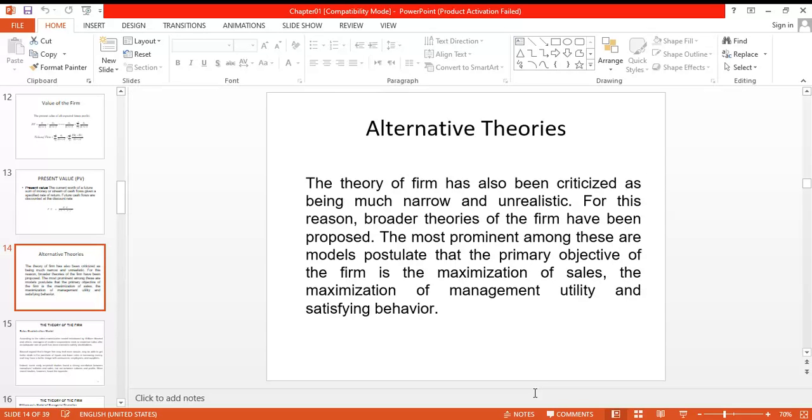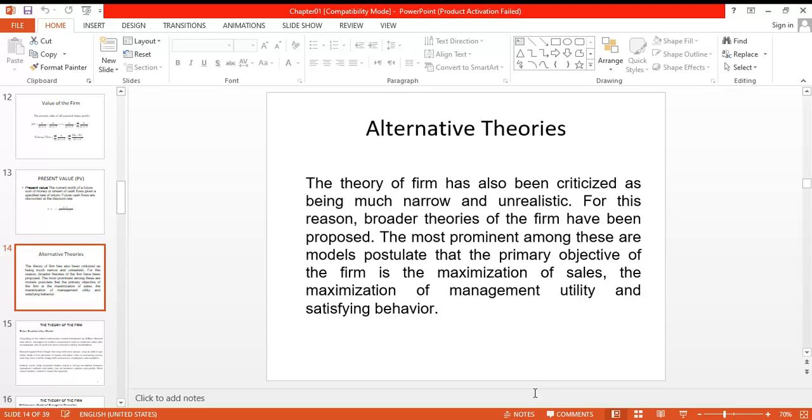What about a new firm? Let's say, what about a new firm which enters the market? Like Amazon.com. Amazon.com is the most profitable company in the world. But what happened when it entered the market the first time? What was its goal? Was its goal the maximization of profit, the maximization of the value of the firm?